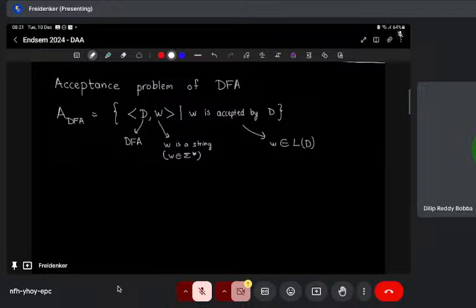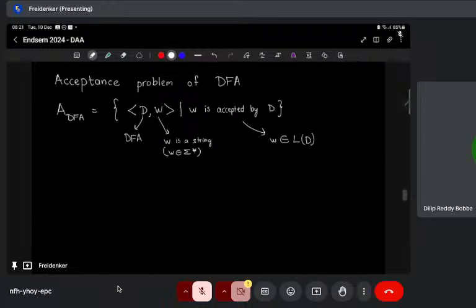Okay, fine. So the question here is: is there any machine that recognizes this ADFA? Is there any machine? We know that the language of D will always be recognized by D, right? So is there any machine that recognizes this language? That is the question.